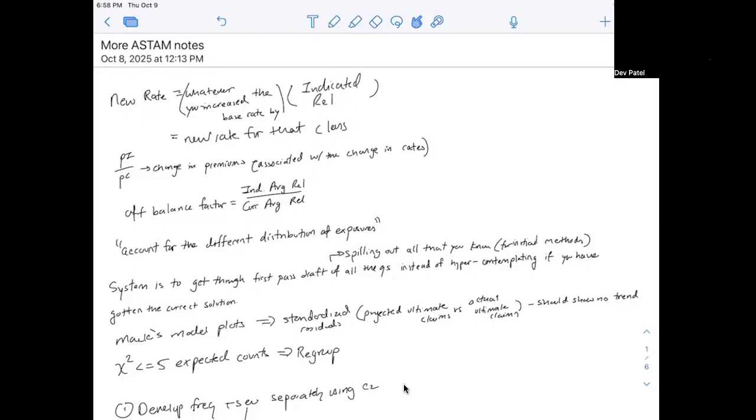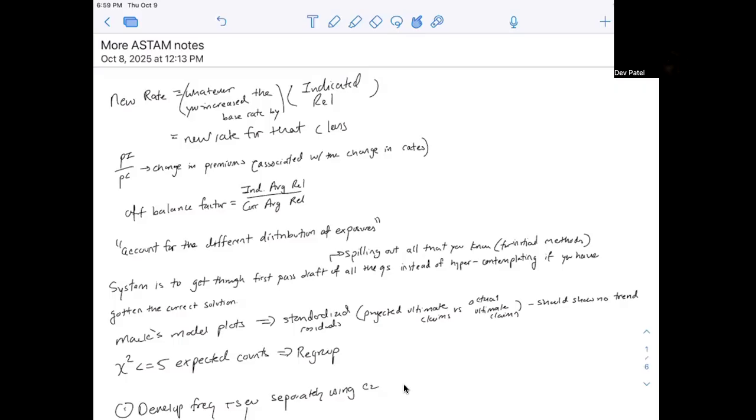Now, if you do PI over PC, you will probably not get the same rate change as when you calculated the rate change, and that's because you're calculating the indicated relativities independently from when you calculated your rate change. So that's why PI over PC is not going to be the same. This represents the change in premium associated with the change in rates.